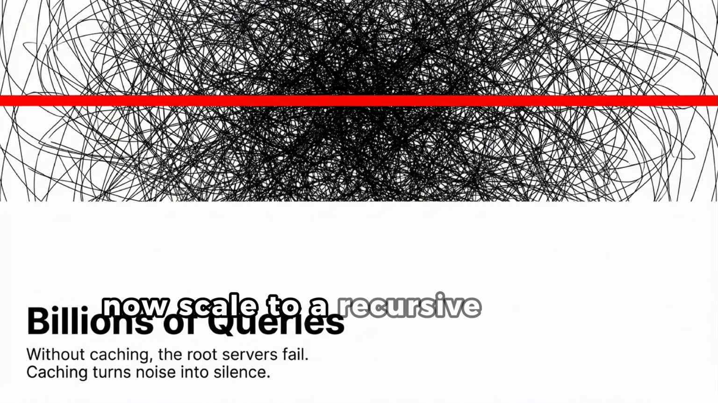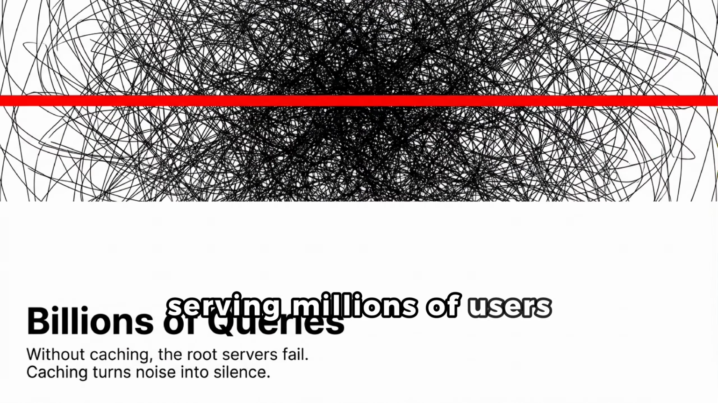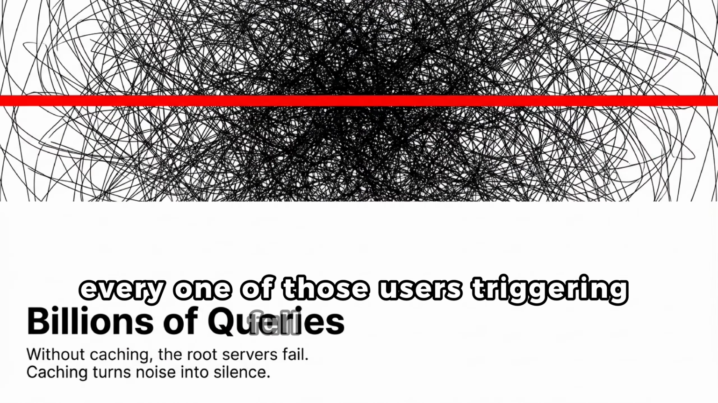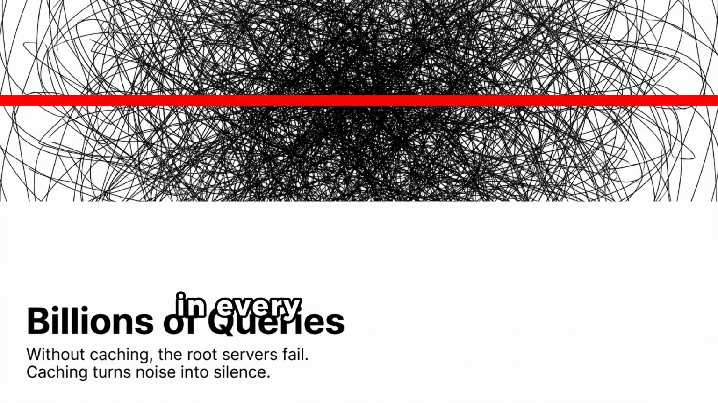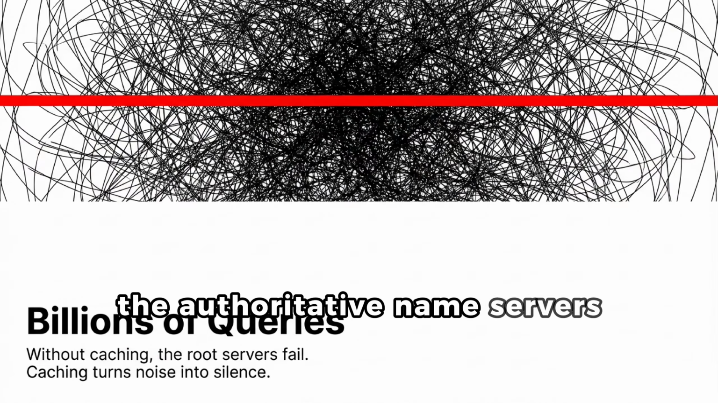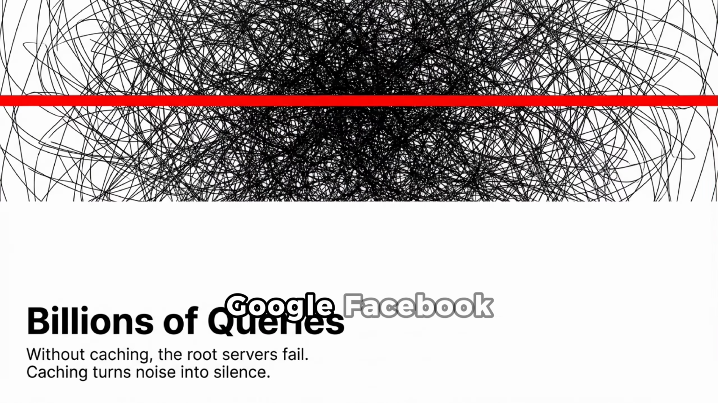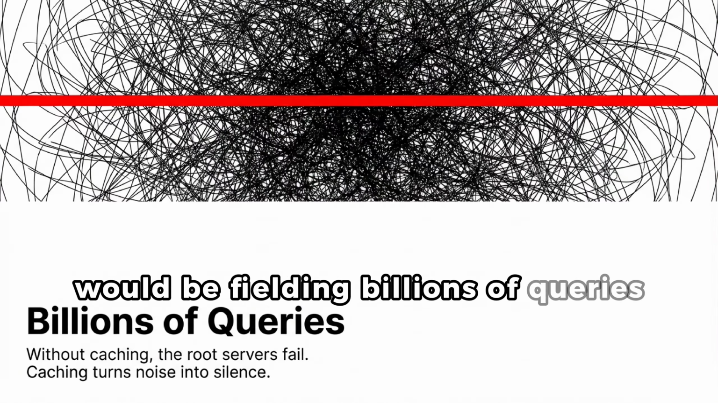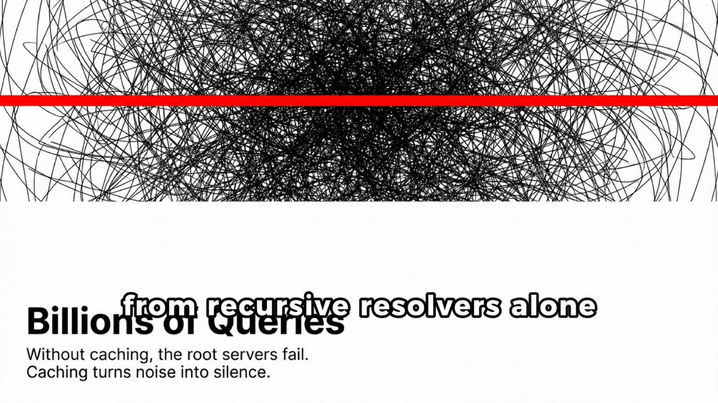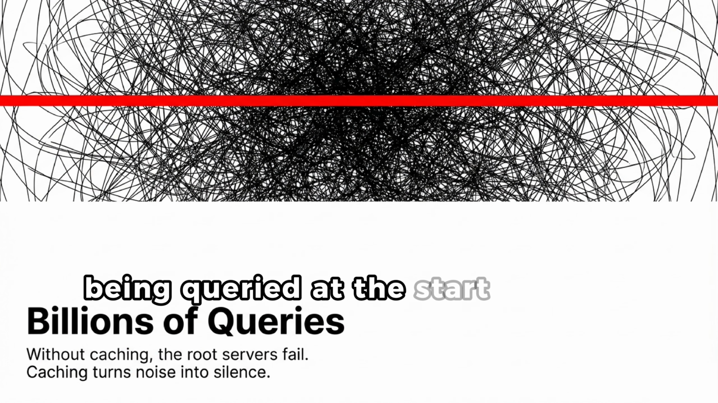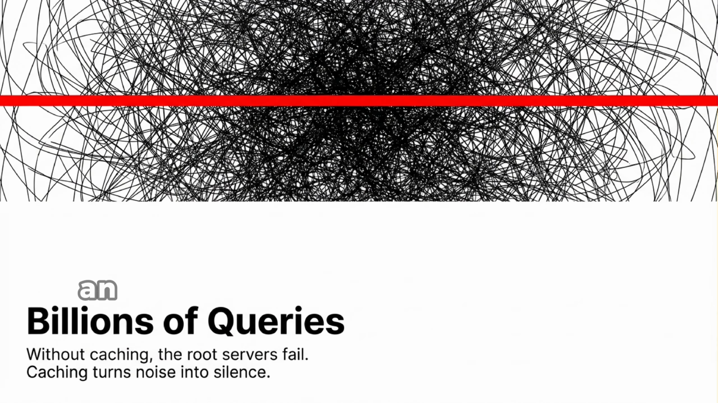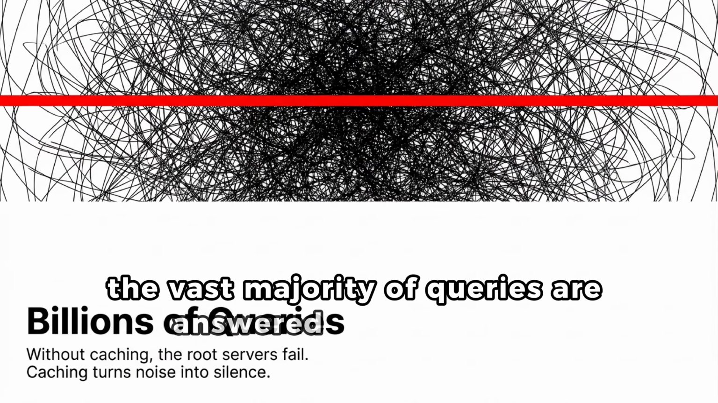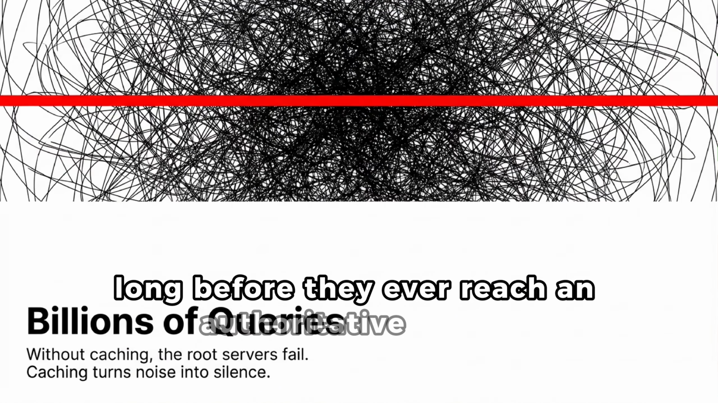Now scale to a recursive resolver serving millions of users. Imagine every one of those users triggering full resolution walks for every domain in every page they visit. The authoritative name servers for the most popular domains, Google, Facebook, Amazon, would be fielding billions of queries per day from recursive resolvers alone. The root name servers, being queried at the start of every cold resolution, would be handling an incomprehensibly large flood of traffic. The numbers simply don't work without caching. DNS at internet scale is only possible because the vast majority of queries are answered from memory, long before they ever reach an authoritative source.